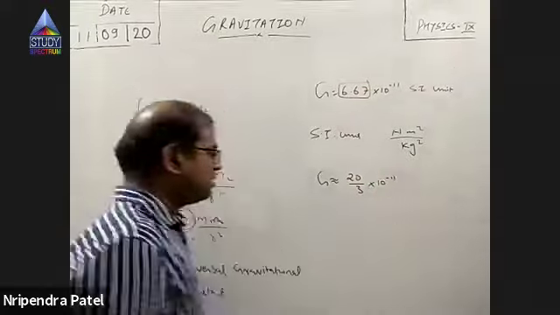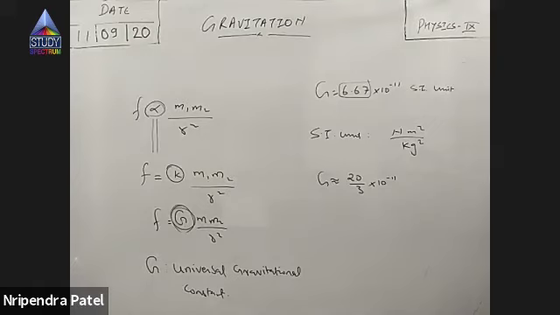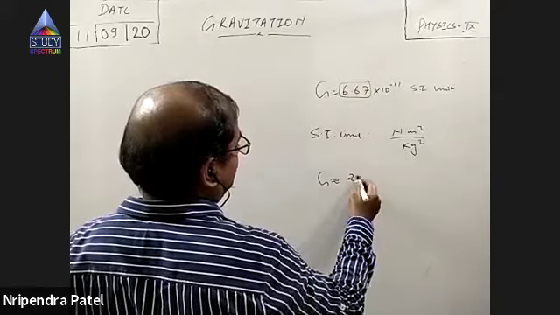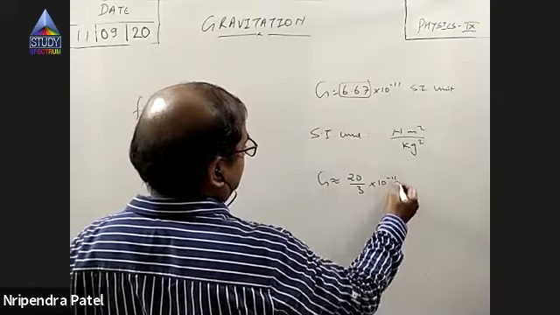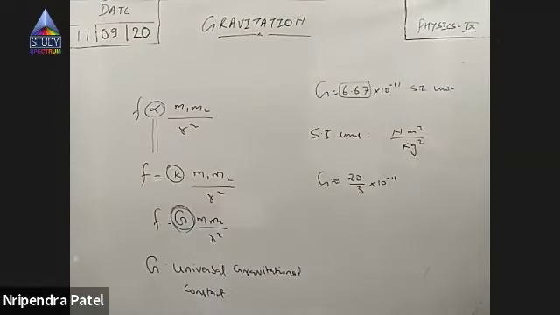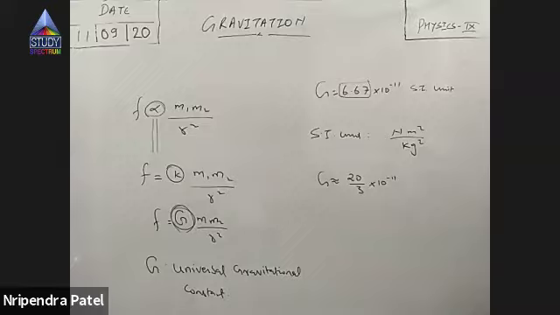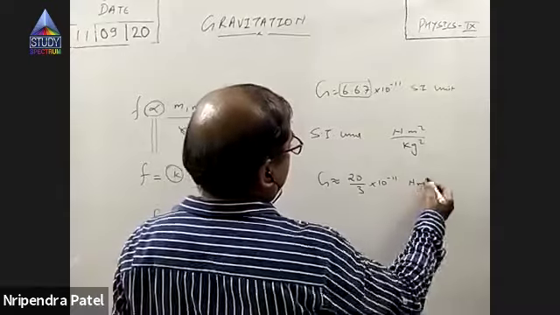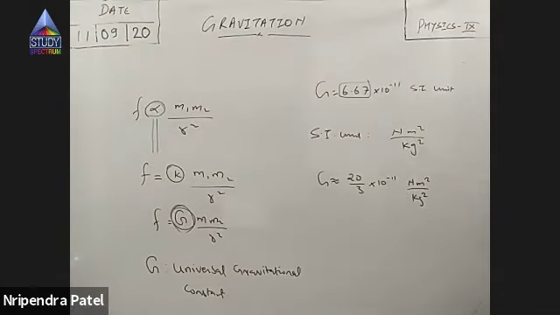You can always approximate it in sums, numericals. 6.67 we can always write as 20 by 3. This will make your job easy, right? Dealing with 6.67, it is easy to handle 20 by 3. If you divide 20 by 3, its approximate value is 6.666666, which is very close to 6.67. So in numericals, I'll not use 6.67. I'll simply write 20 by 3, Newton meter square per kg square.